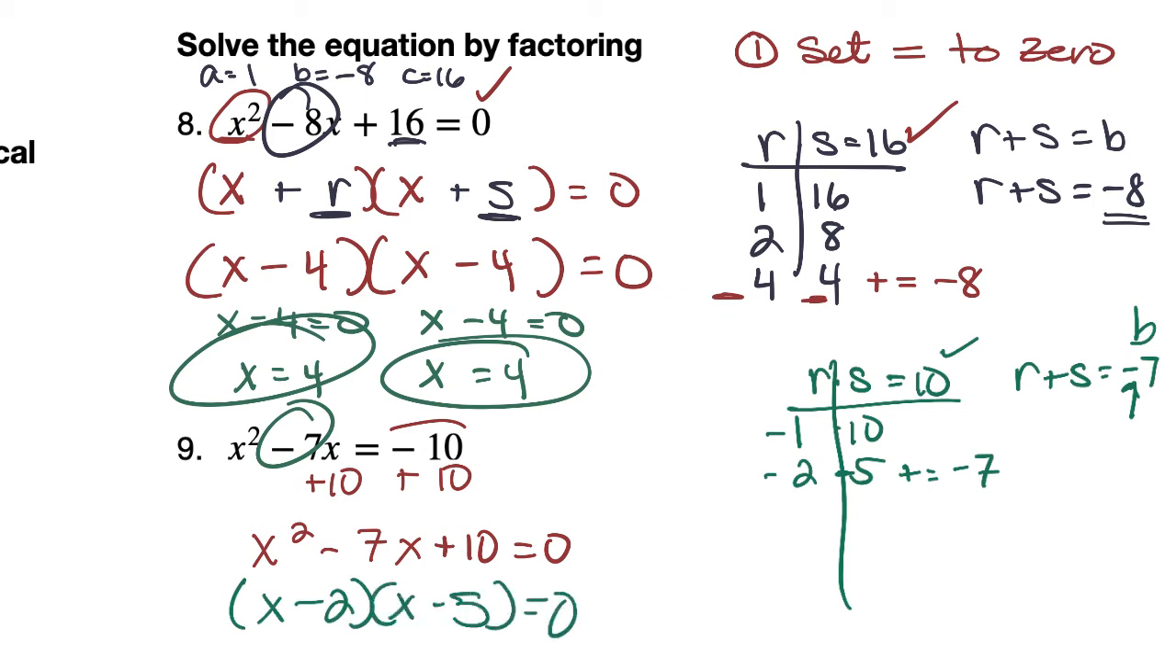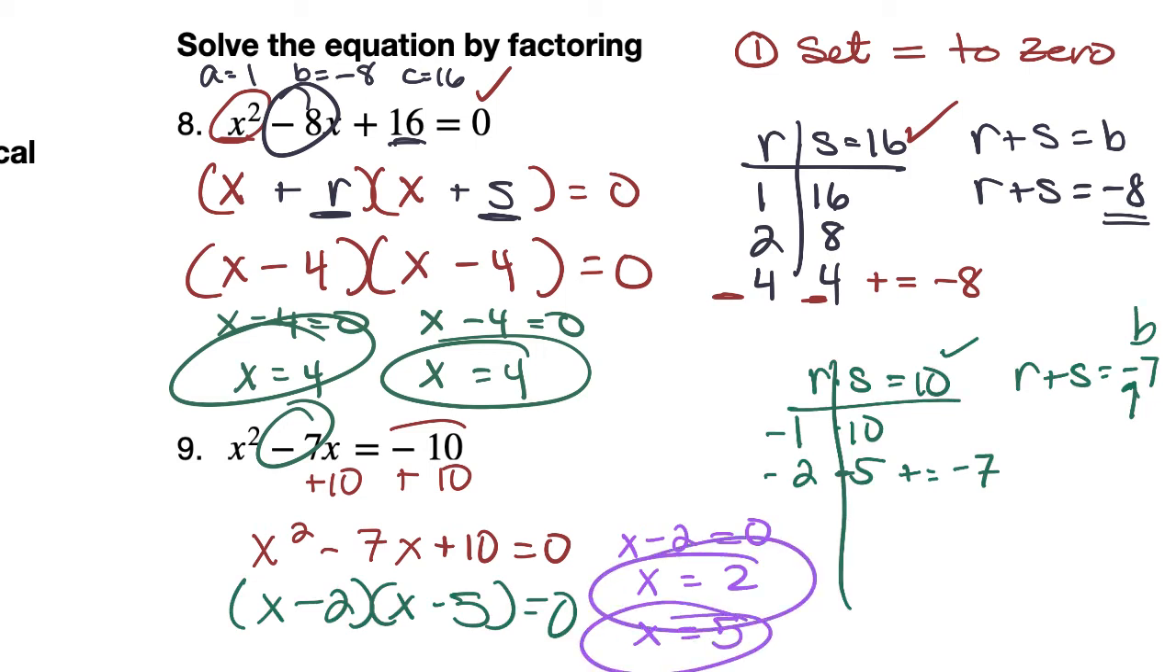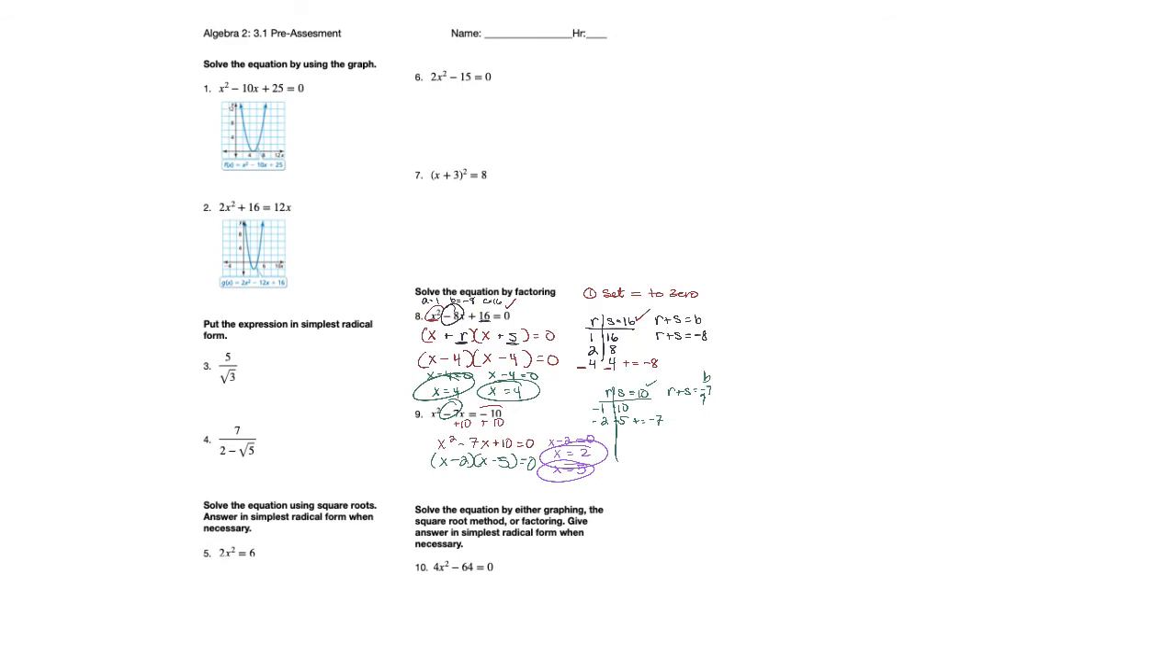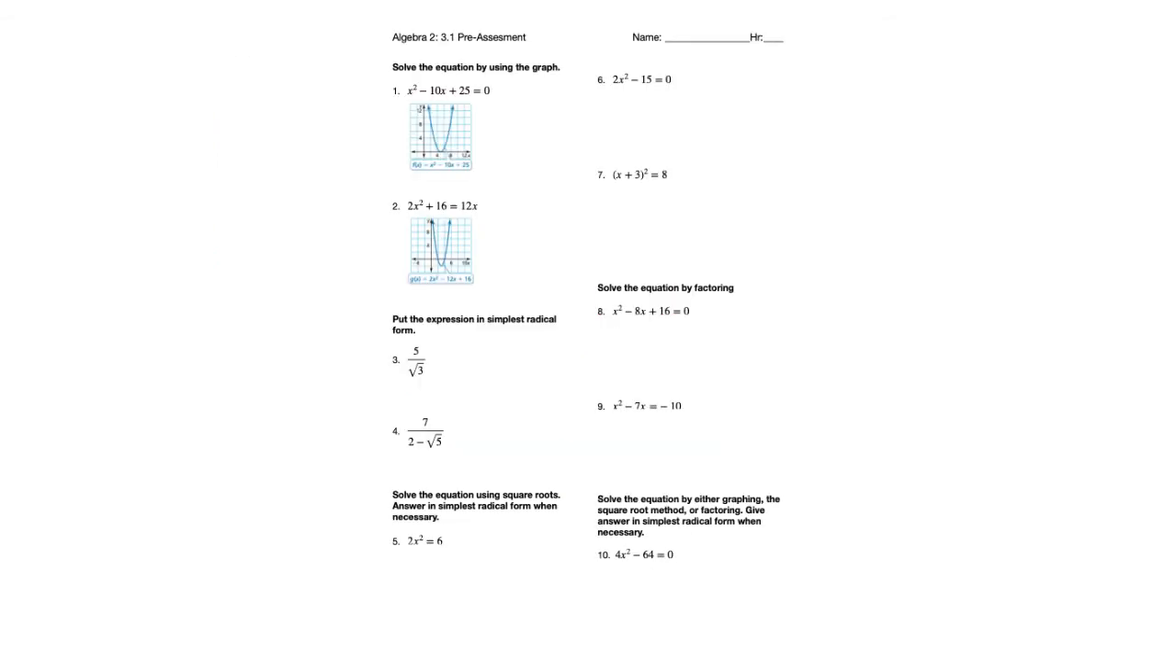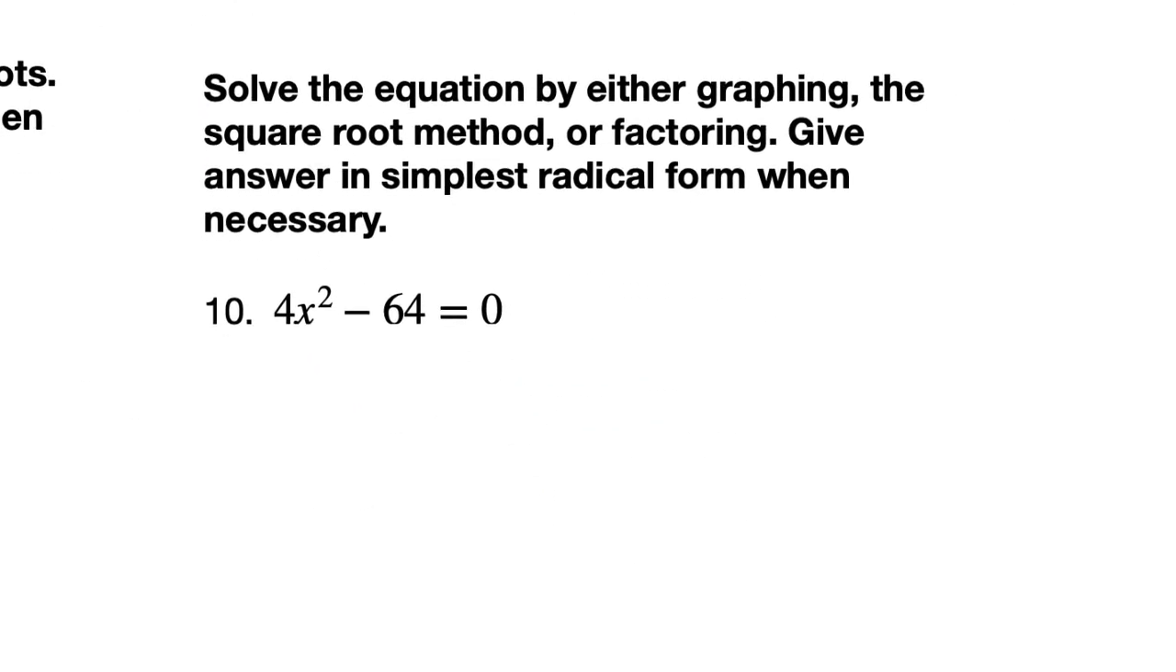I set each factor equal to 0. I add 2 to both sides, and the other one I add 5 to both sides, and I get 5. So 2 and 5 are your solutions for x. So that is the solve by factoring method. Nothing too hard. And then our last one here, solve by any method you want.